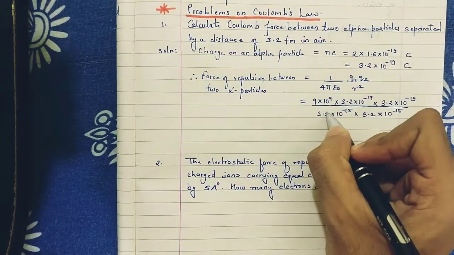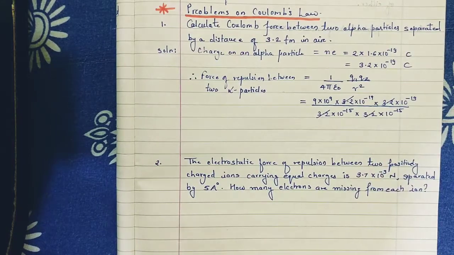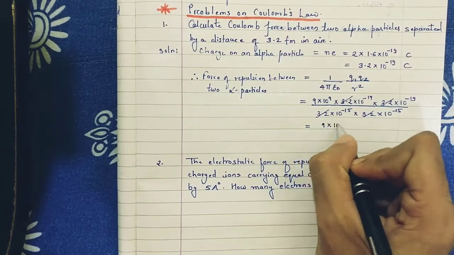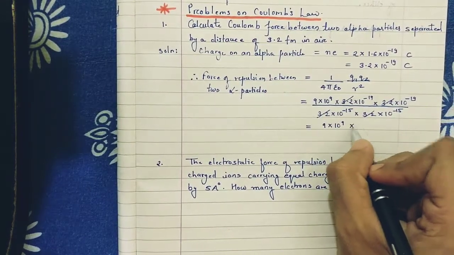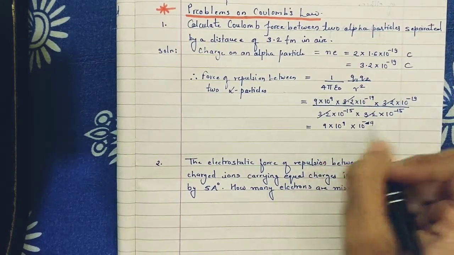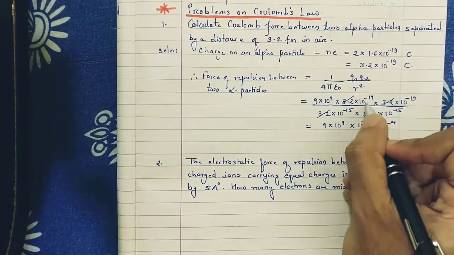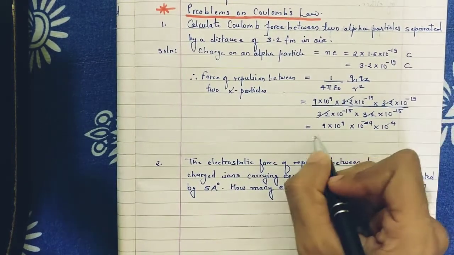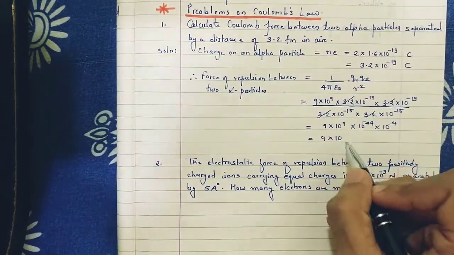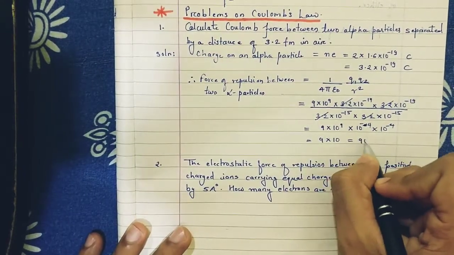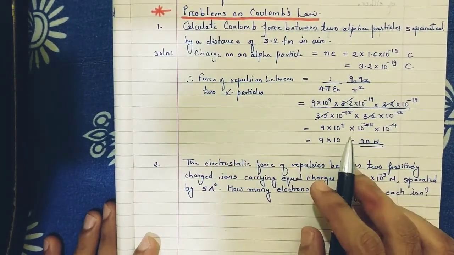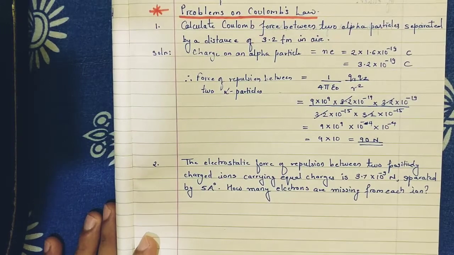Now directly you can see these terms get cancelled. After you solve the entire thing, you get 9 into 10 raised to 9, and the remaining terms give 10 raised to minus 4 into 10 raised to minus 4, taking the 10 raised to minus 15 on top. So this comes to 9 into 10 raised to 9 minus 8, which is 10 to the power 1, so 90 newtons. So the force of repulsion between two alpha particles is 90 newtons. Now let us see the second question.